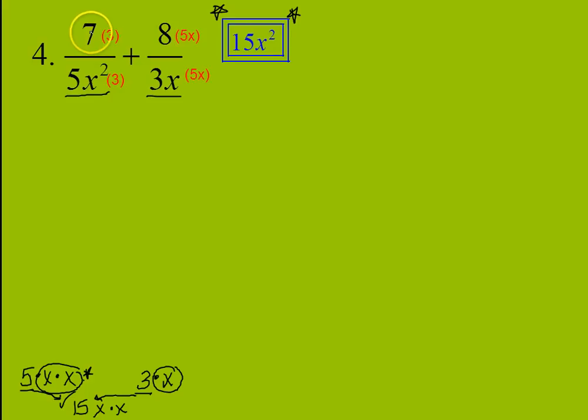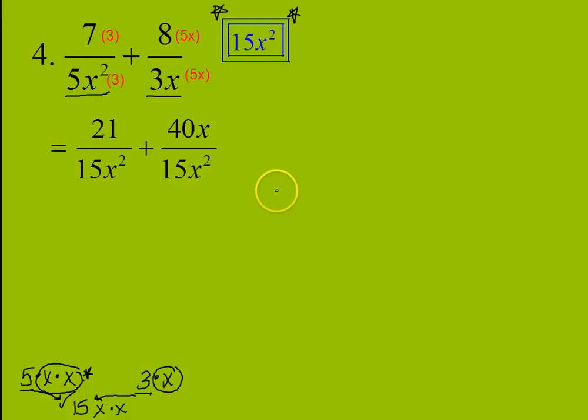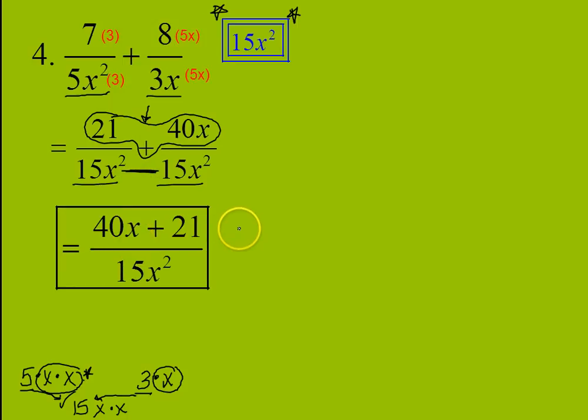So figure out what we have now. We have 21 over 15x squared. 8 times 5x is 40x over 15x squared. Now that they're the same, I can actually combine them, and this is addition, so we need to add 21 plus 40x. Are these like? Can I actually combine them? That one has an x, that one's a constant? Nope. So we can't combine them, we're just going to write them down. And then what's going to be on their bottom? 15x squared. So 40x plus 21 over 15x squared.